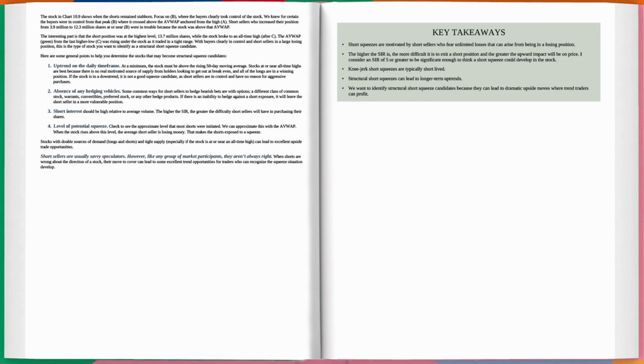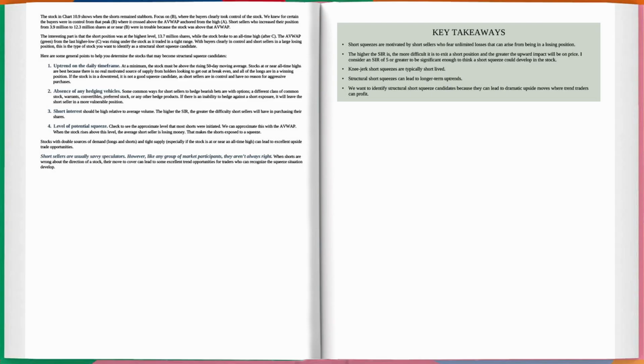2. Absence of any hedging vehicles. Some common ways for short sellers to hedge bearish bets are with options, a different class of common stock, warrants, convertibles, preferred stock, or any other hedge products. If there is an inability to hedge against a short exposure, it will leave the short seller in a more vulnerable position. 3. Short interest should be high relative to average volume. The higher the SIR, the greater the difficulty short sellers will have in purchasing their shares.